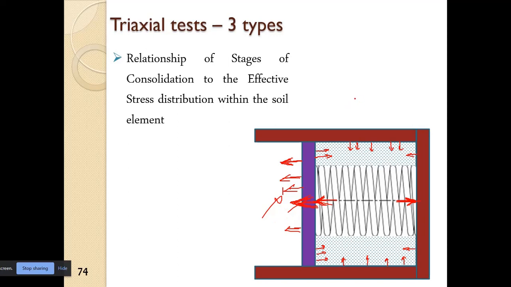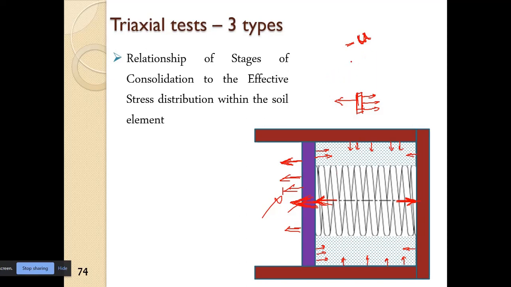So here what is happening, the spring is trying to push the piston out. So we have the piston here, the spring is trying to push the piston out and the water is trying to pull the piston in. So we have negative pore water pressure. All right, so I think this is clear.